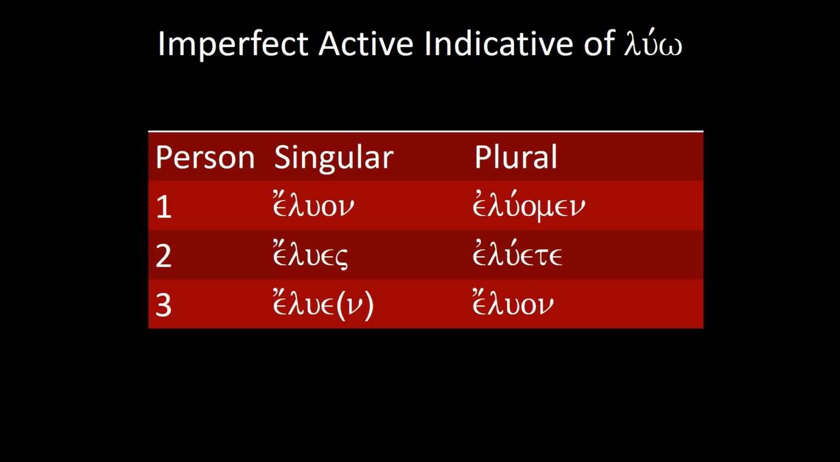So here's the imperfect active. Eluon, elues, elue, eluomen, eluete, eluon. Augment before, verb stem, connecting vowels and endings.